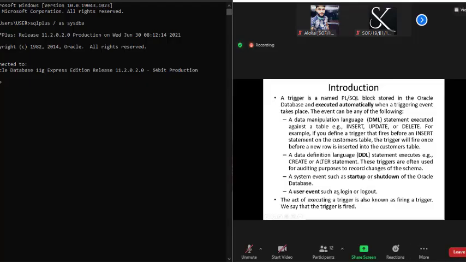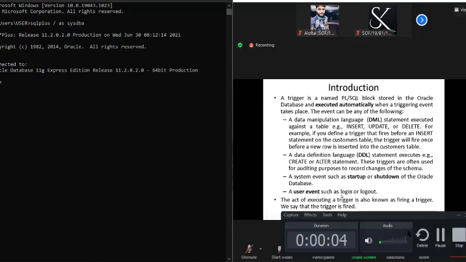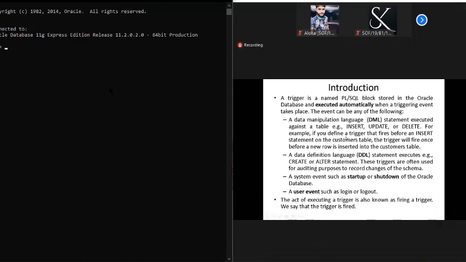Those events can be thought of as DML operations, DDL operations, and system events such as shutdowns, and user events like login or logout. The last two are very common. Apart from that, the DML operations are like insert, and you are familiar with those operations. When you do these types of things, the triggers can activate automatically and do the required thing.